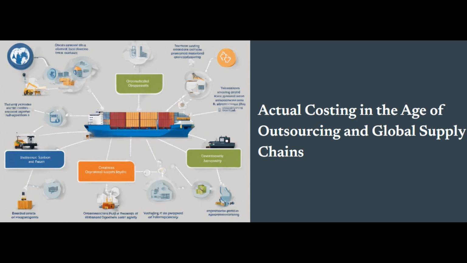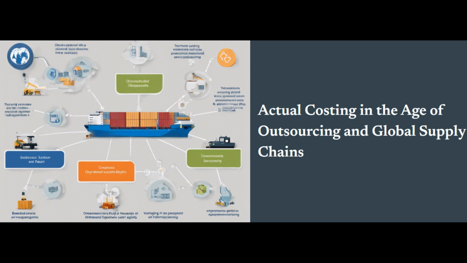Improved visibility and transparency. The integration of actual costing data with ABC Manufacturing's supply chain management systems enabled the company to achieve greater visibility into the performance and cost drivers of its global operations. This, in turn, supported more informed decision-making, the identification of optimization opportunities, and enhanced supply chain resilience.